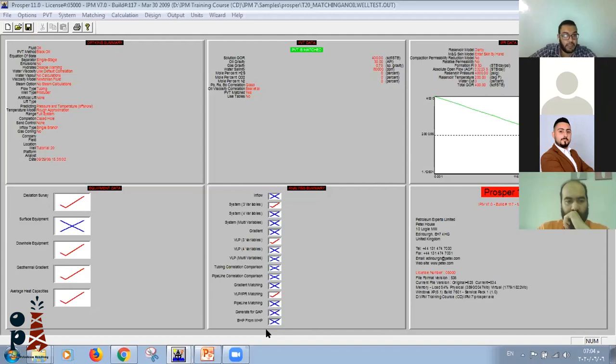Okay. Abdul Qadir is asking, I wanted to know why in your inflow and outflow diagrams, the outflow curve goes down and then goes up.